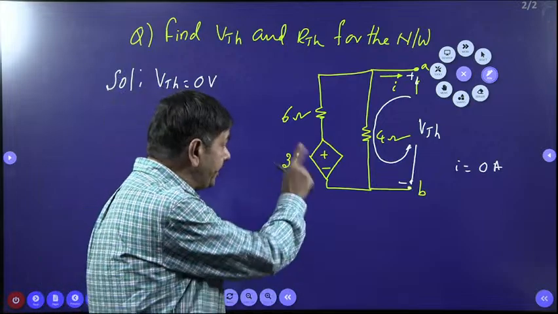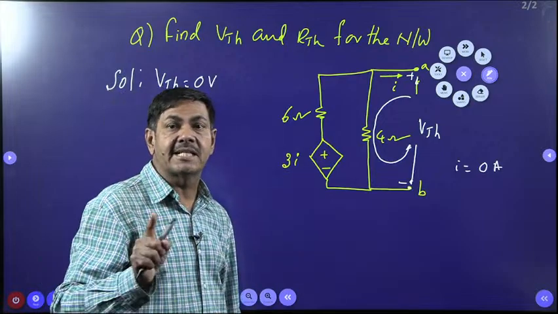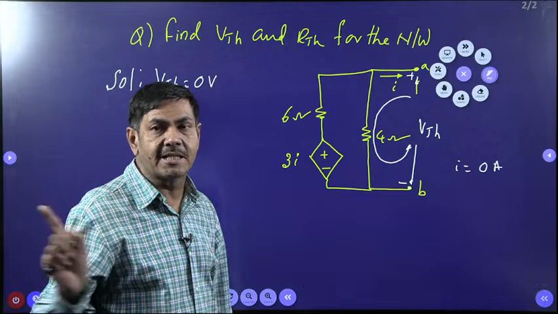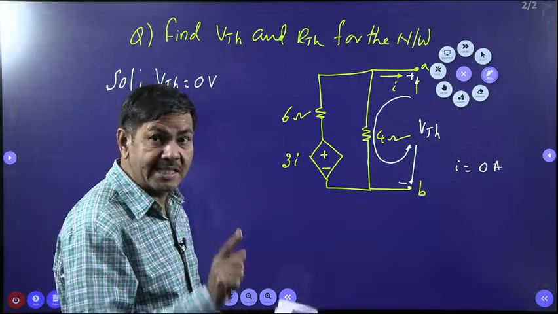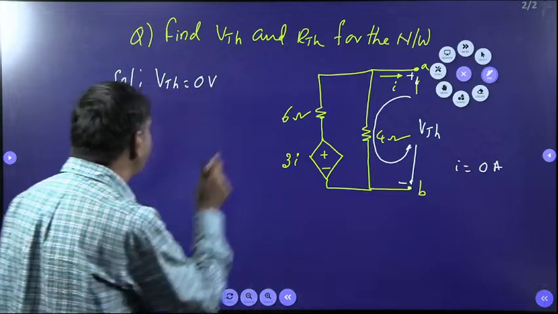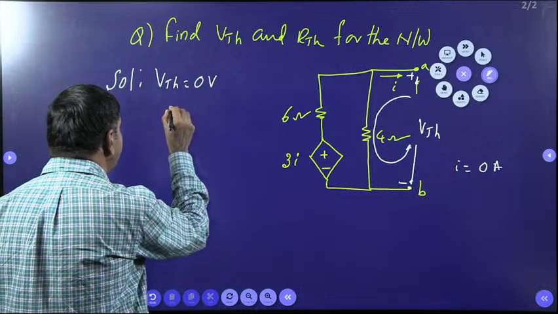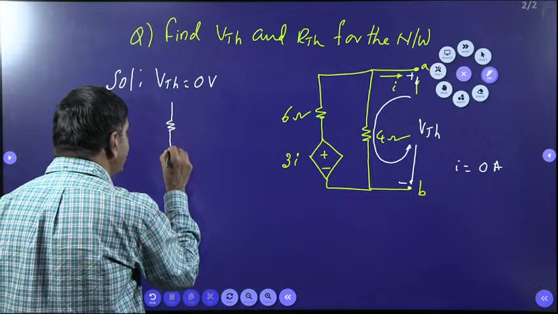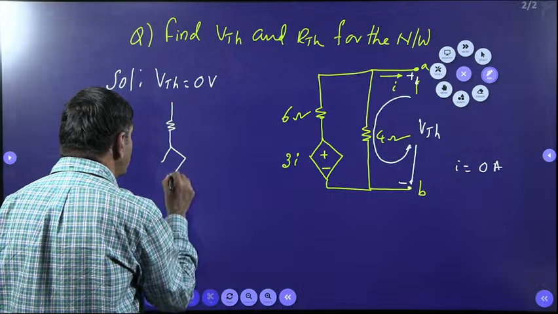If you have a dependent source, that must be taken as it is. That should not be touched. That should be connected as it is in the circuit. Now I will draw this network like this. I got a resistor. Here I got a dependent source.